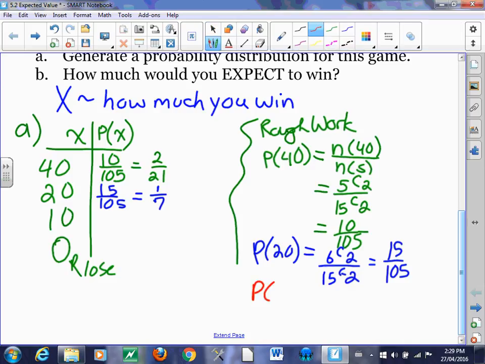All right, now let's do the next one here. Probability of winning a 10. How many 10s are there? There are 4, and we're going to choose 2 of them, divided by our total, which is 15 choose 2. So we end up with 6 over 105. Plug that in, 6 over 105. Lowest terms here is going to be 2 over 35. Now, we have to figure out what is the probability of losing.